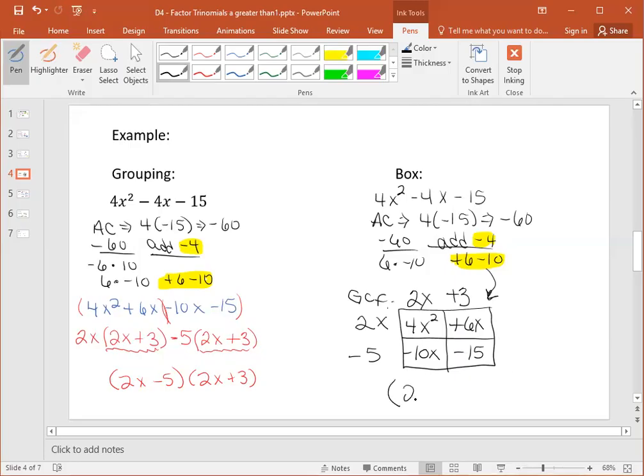So you see here we have 2x minus 5 and 2x plus 3, and they are the exact same answers, just done differently. It all boils down to whether you are more comfortable with the grouping method or the box method.